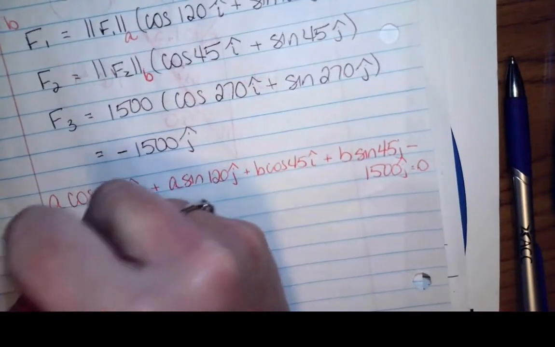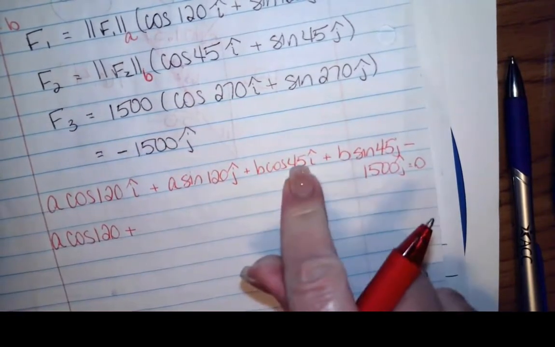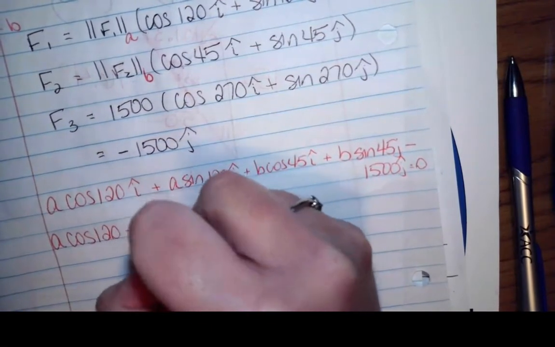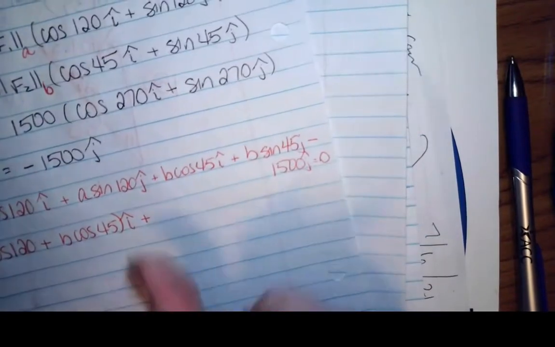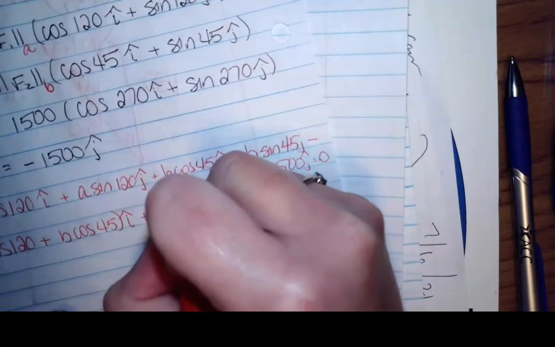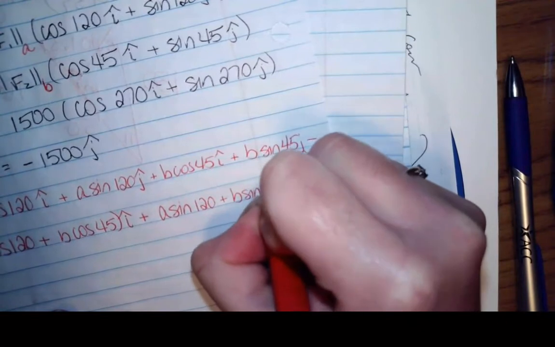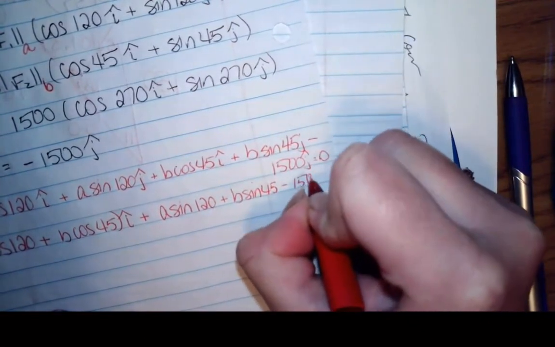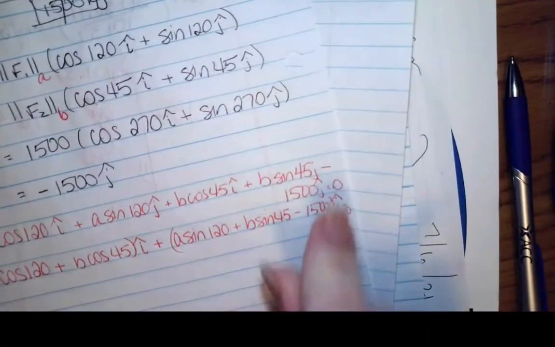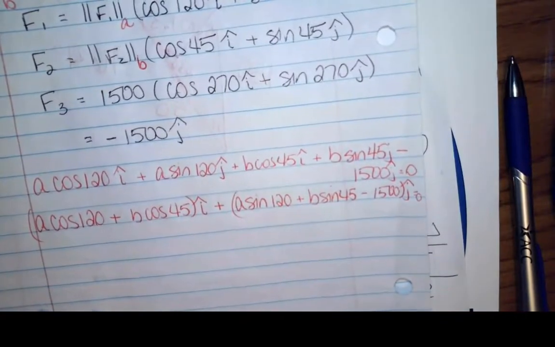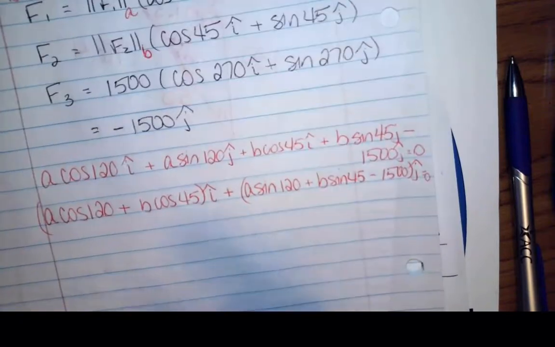So combining these two and combining these three must give me an answer of 0. So I've got A times the cosine of 120 plus B times the cosine of 45, both on I, plus A sine 120 plus B sine 45 minus 1500, all on J must equal 0. So now what I've got is a system of equations, because these two things added together must be 0. Okay, so we're going to create a system.